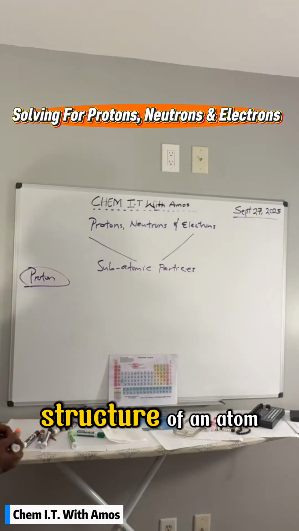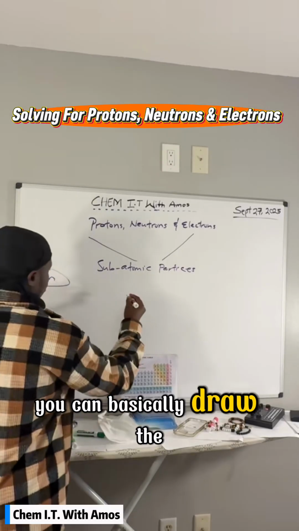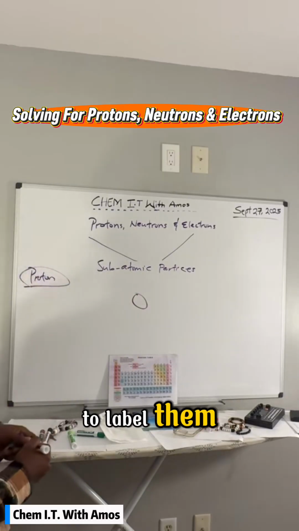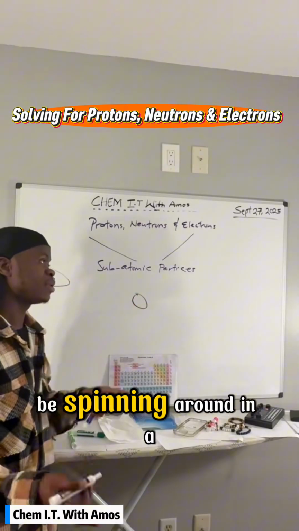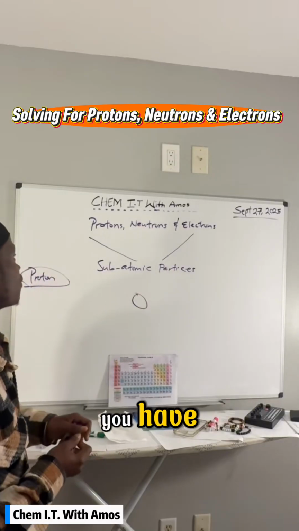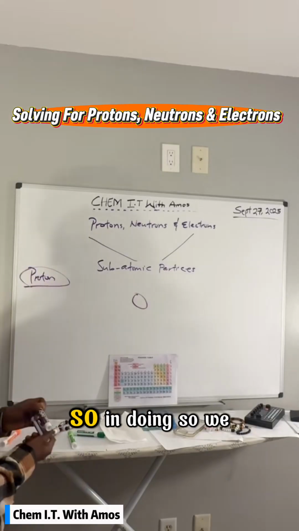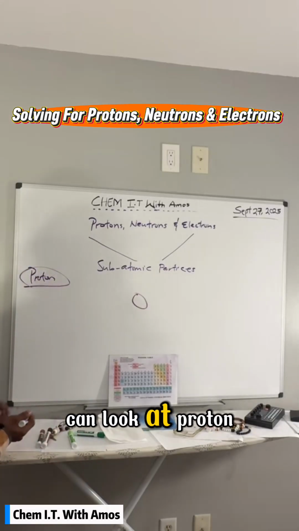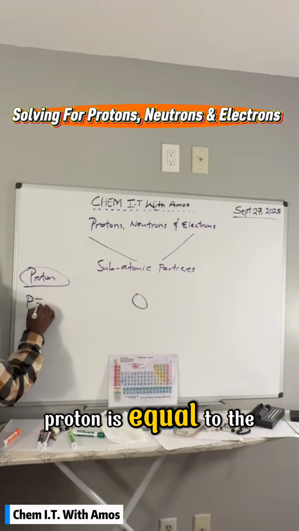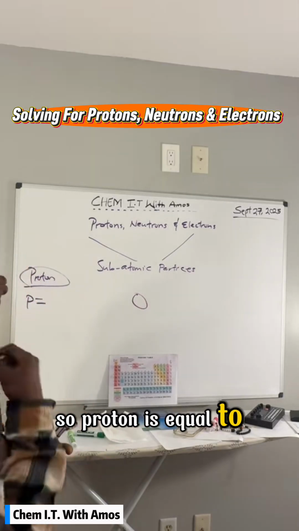So you can draw the structure of an atom, and you can label it where you have the electrons spinning around with the negative charge, and you have neutrons and protons to have a positive charge right there. So in doing so, we can look at proton. We can say that proton is equal to the atomic number.